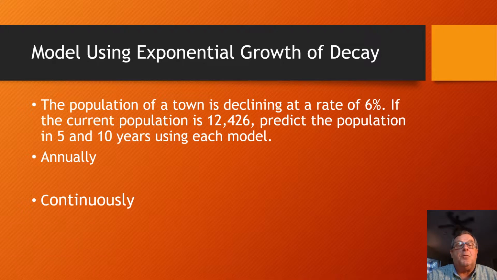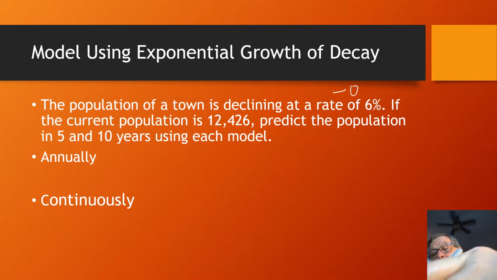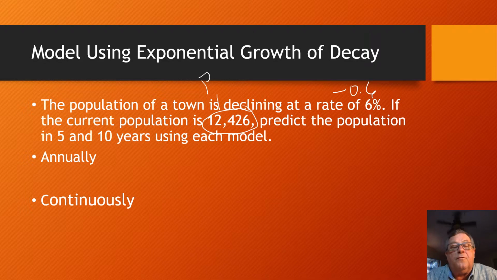So let's look at this particular problem. We're asked to calculate this a couple of ways, both with an annual decline and a continuous decline. So we've got a population of a town that is declining at a rate of 6%, and of course our rate here is going to be negative 0.06. If the current population, and that's going to be our P in our two formulas, is 12,426, predict the population in 5 and 10 years using each model.